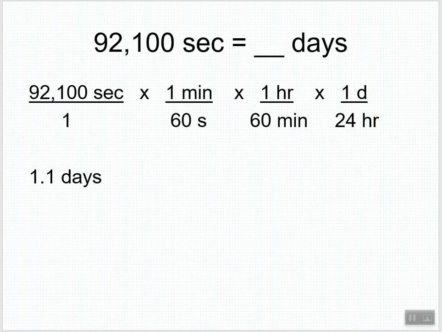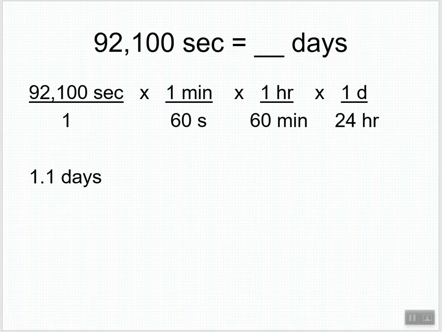Alright, here's another example for us. 92,100 seconds into how many days? Again, seconds. They wrote down the next one. Again, they knew that seconds had to go on bottom so that it would cancel out. Minutes had to go on bottom so that it would cancel out. So you write them out, and then we multiply across, and then we divide.